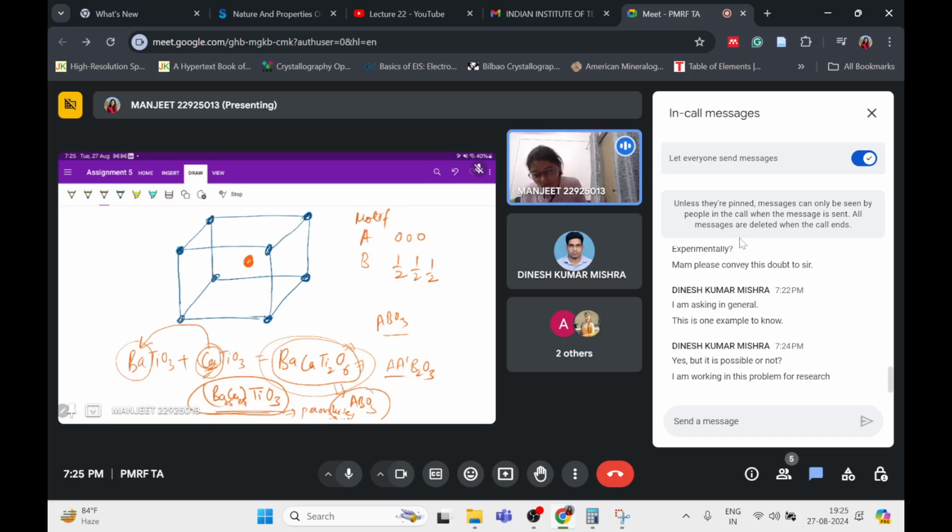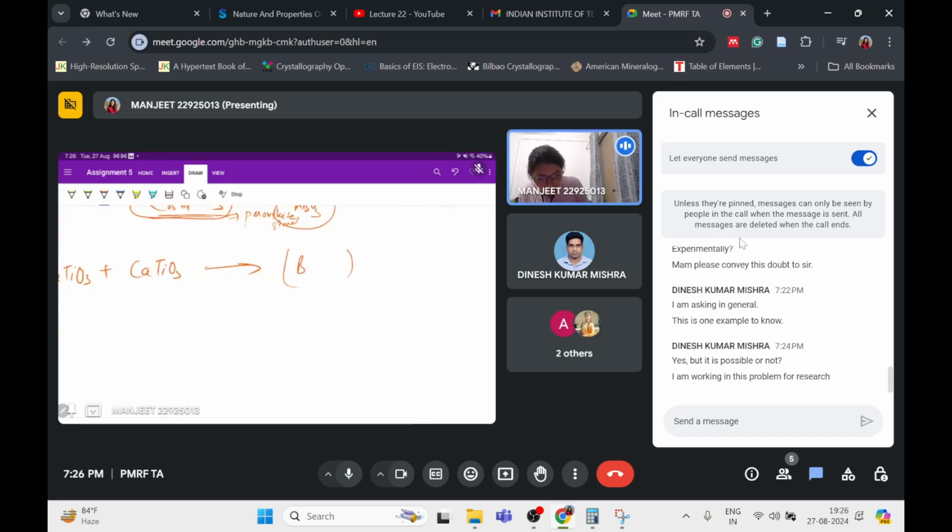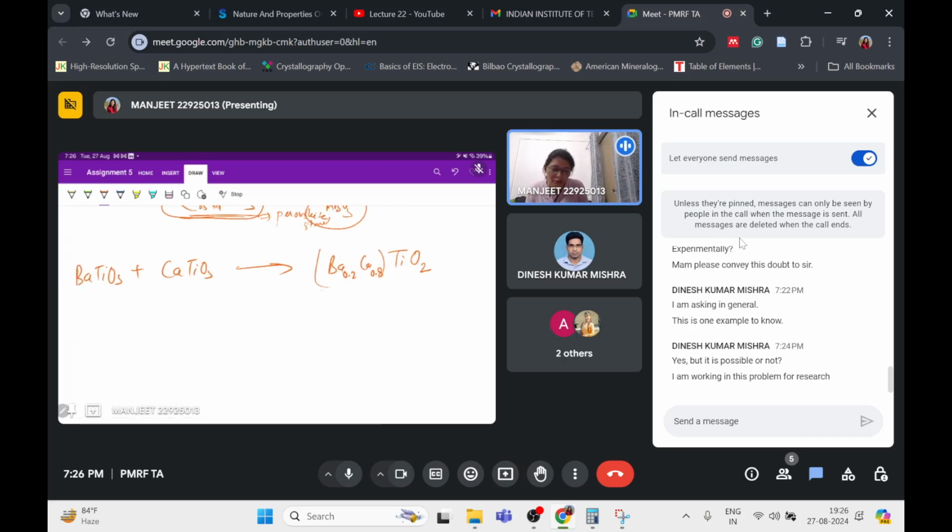Let's say this is my barium titanium oxide plus calcium titanium oxide, and you want to make something like Ba 0.2 calcium 0.8, the total should be one, and the titanium oxide. This can easily be done experimentally. We can mix these two and get this one. This is also another perovskite.